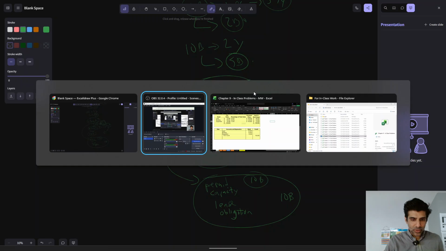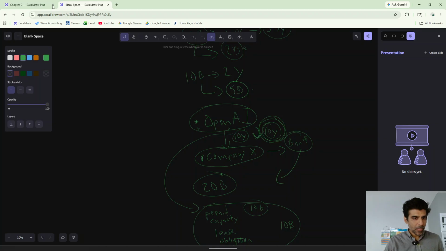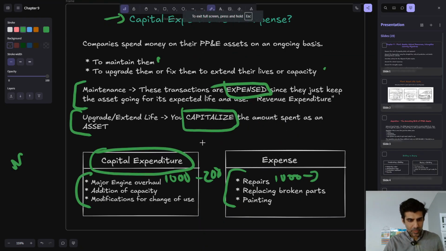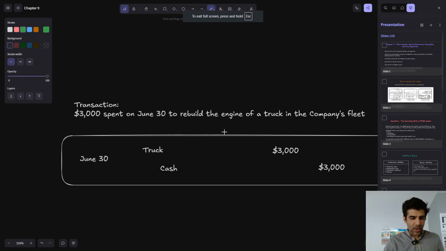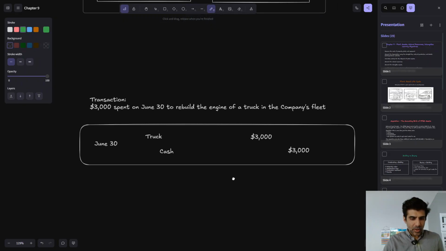So let's go back to what we were talking about. Just an example of a capital expenditure. In this transaction, we're spending $3,000. Now we need to determine, is that $3,000 going to be expensed or capitalized? We have to see what it was for. Was it for maintenance, or is it to extend the life or extend the capacity of the asset?